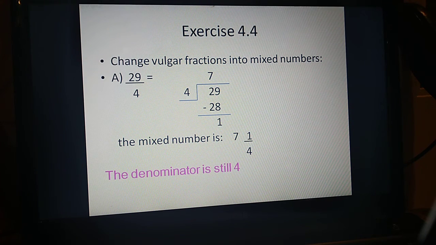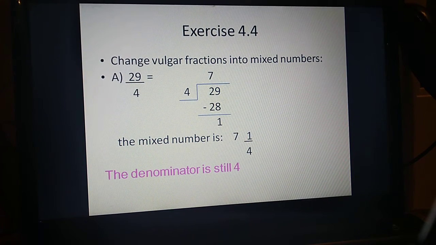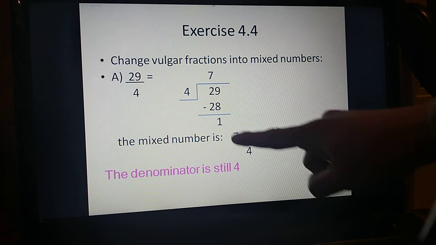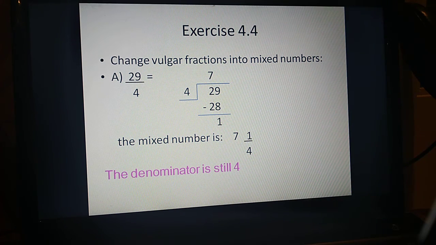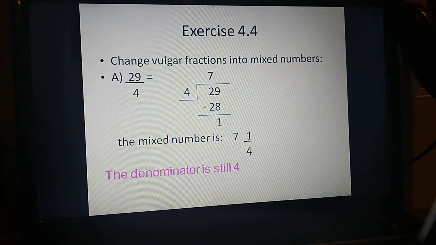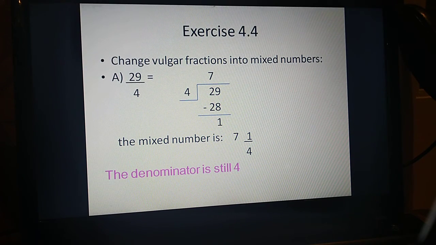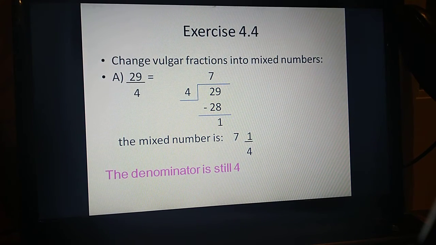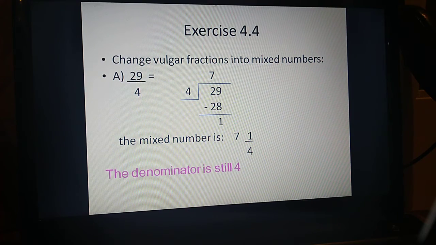What if I want to check my answer? All you have to do is multiply 7 by 4, then add 1. Let's try this. 7 times 4 is 28, plus 1, 29. So 29 divided by 4, that leads us back to the original fraction. So our work is correct.